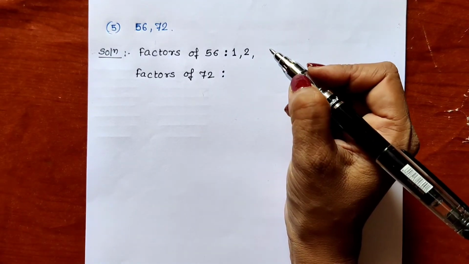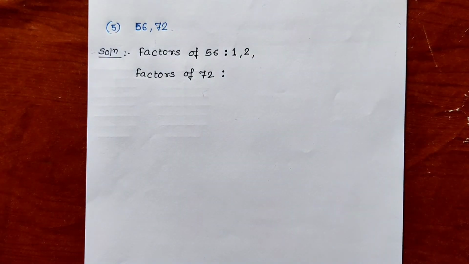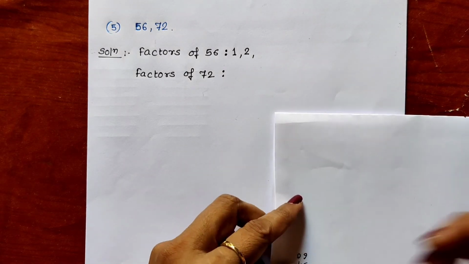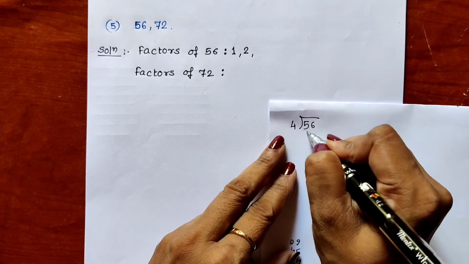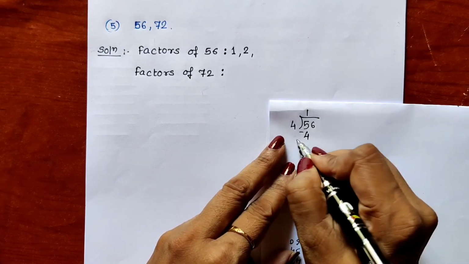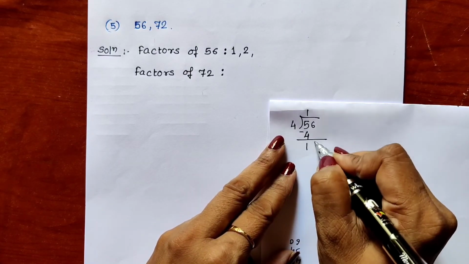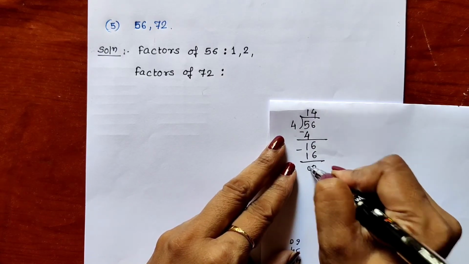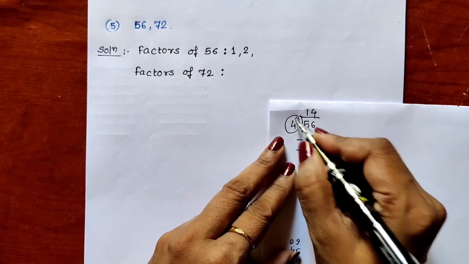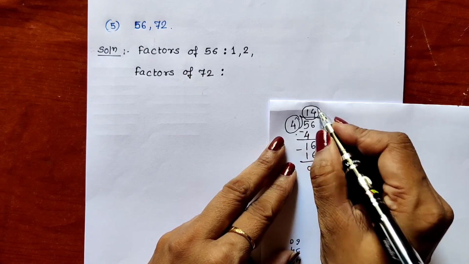Let us take the divisibility by 4. For that, we have to divide 56 by 4. So take a rough page and divide 56 by 4. 4 ones are 4. 5 minus 4 is 1. This 6 we have to bring down. 4 4s are 16. 0 is the remainder. So it means divisible by 4. It means divisible by 14 also.